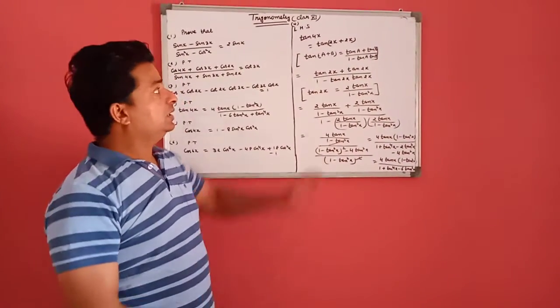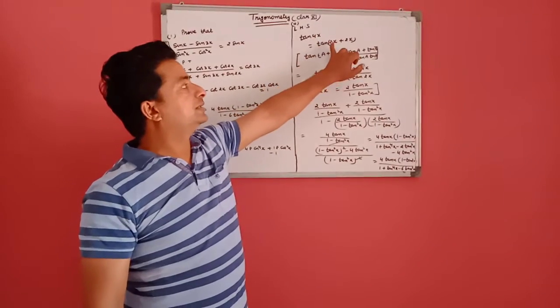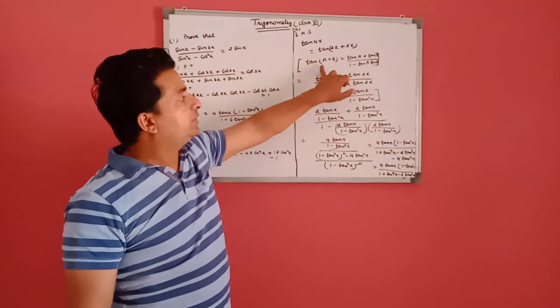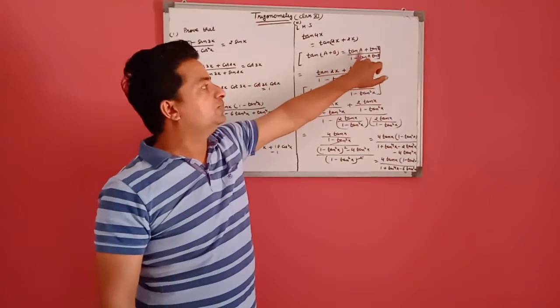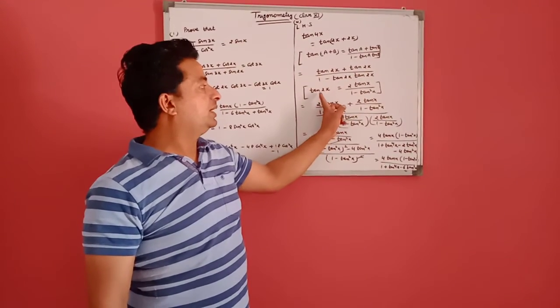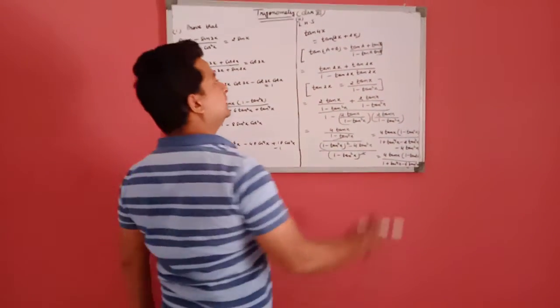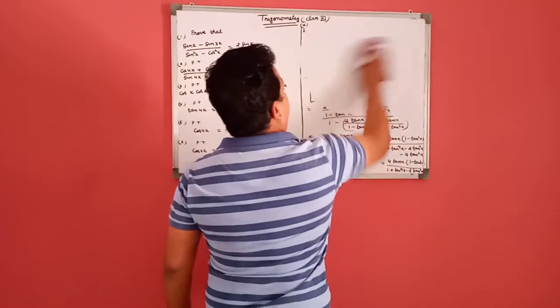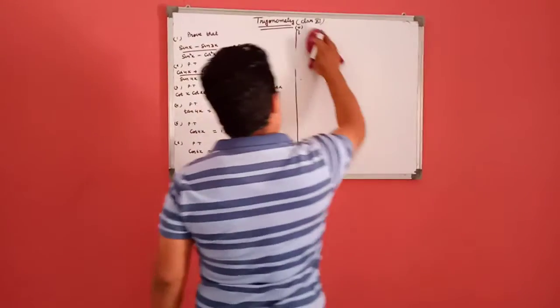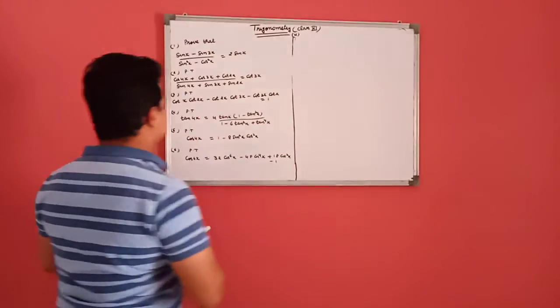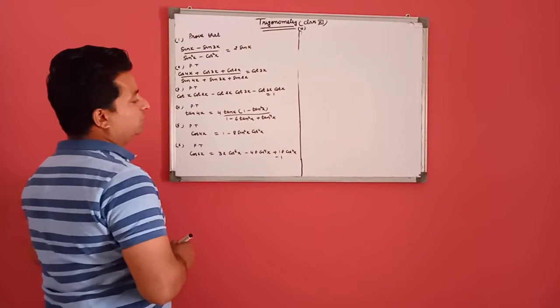In this question, first we write tan 4x as 2x plus 2x, then we apply the identity for tan a plus b, then after this we apply tan 2x is equal to 2 tan x upon 1 minus tan square x.